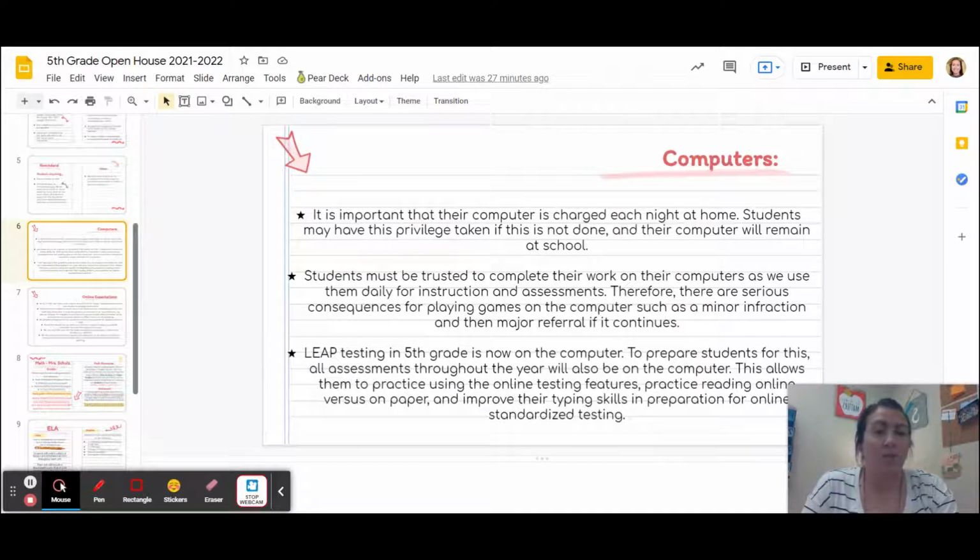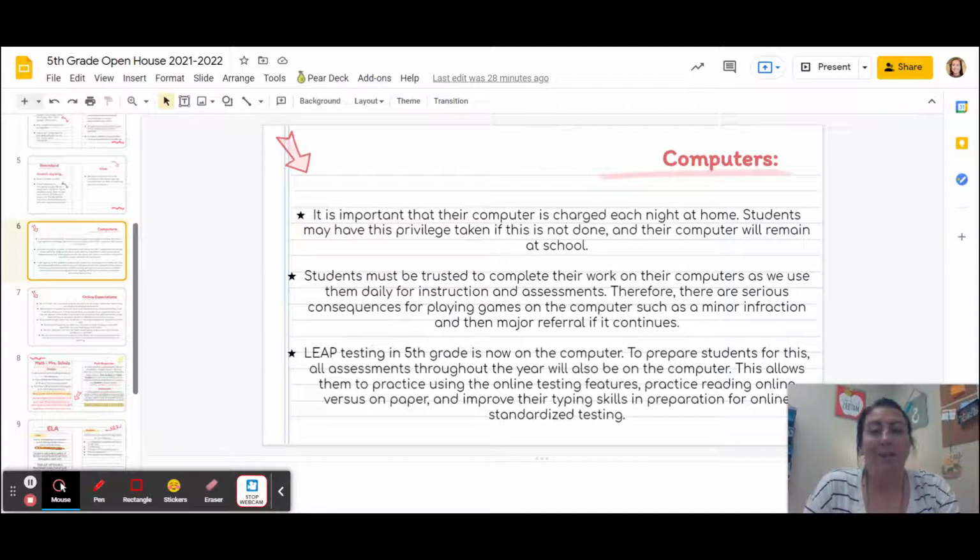After so many of those, we just go ahead and keep the computer at school and we charge it at school, so that way they are able to get their work done. They're not able to borrow a computer from somewhere, so a whole day without their computer, if they have a test or any other graded assignments, it's going to be a lot of catch-up work for them. So they must be entrusted to complete their work on their computers, as we use them daily for instruction and assessment. Therefore, there are serious consequences for playing games on the computer, such as minor infractions and then major referrals if it continues.